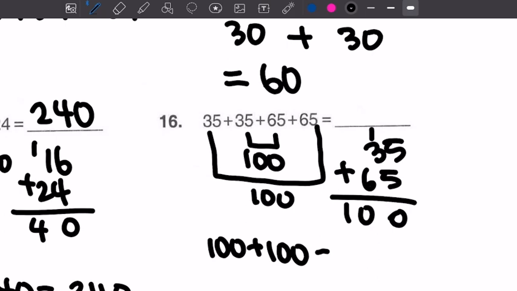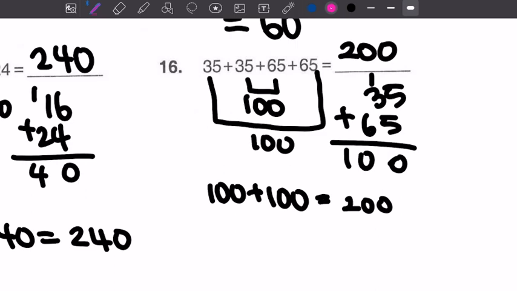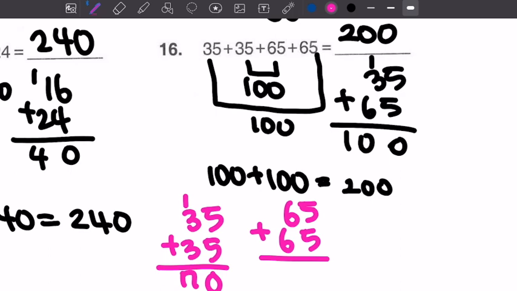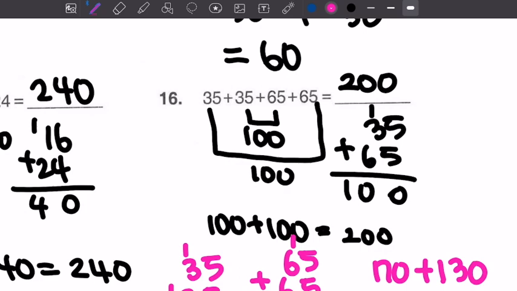If we chose to do 35 plus 35 equals 70, and 65 plus 65 equals 130, 70 plus 130 is still equal to 200, but 100 plus 100 is much easier, and that is why we call this a strategy.